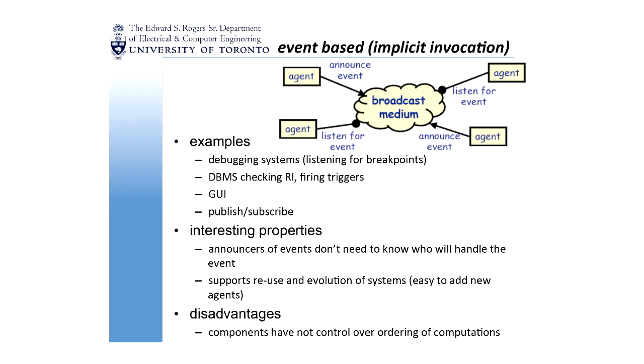To solve the identity problem, we use event-based or implicit invocation styles, or what we often call publish-subscribe today. This is used in GUIs, database triggers, and debugging systems. Here, the announcer of an event doesn't need to know who will handle it. This makes it incredibly easy to evolve a system by adding new agents. The trade-off is that the components lose control over the exact ordering of computations.